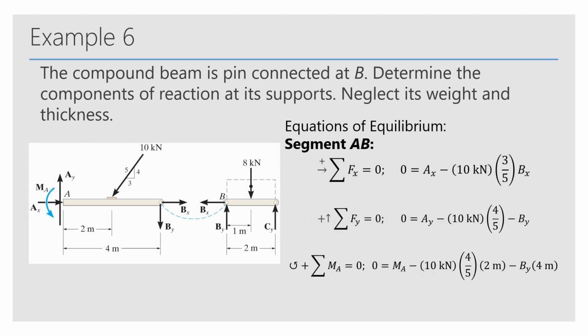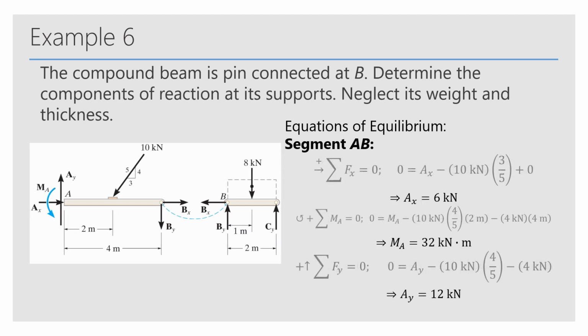And then we can look at the other segment, AB. We have the following equations of equilibrium, but from the previous section, some of the unknowns are already solved for, which are Bx and By. So we can use those in solving these equations. We find that Ax equals 6 kilonewtons, the moment around A is 32 kilonewton meters, and Ay is 12 kilonewtons.